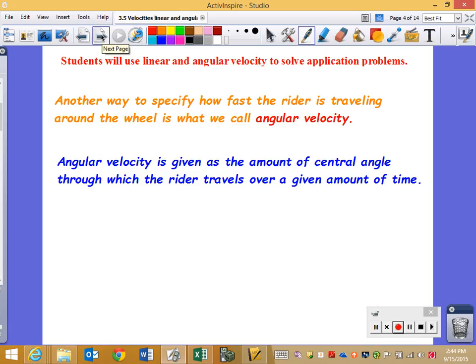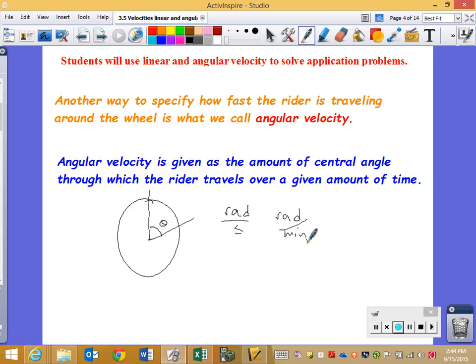Now, angular velocity is given by the amount of central angle through which the rider goes over a given time. So if we redraw our Ferris wheel and draw a central angle, any central angle really, theta, instead of going around the outside of the circle, how much do we move through this central angle over a given amount of time? The units for that would be more like radians per second or radians per minute, or perhaps degrees per minute, degrees per hour. It could be any of those.